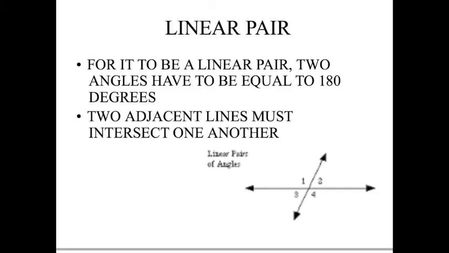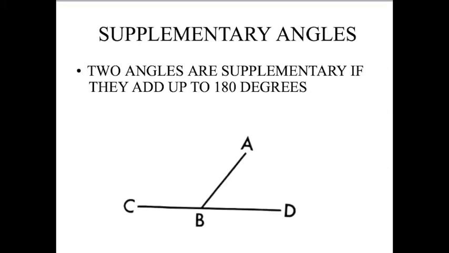First one is linear pair. For it to be a linear pair, two angles have to be equal to 180 and must have two adjacent lines intersect one another. These are supplementary angles, which states that two angles added must be equal to 180.